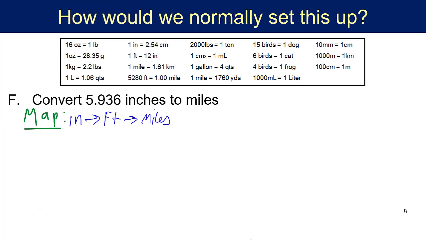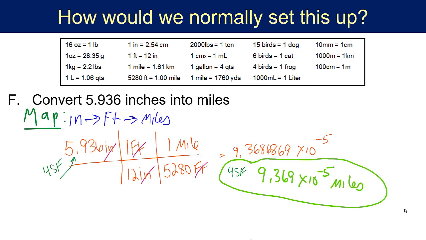So if you did this correctly, you should have a map that looks like this, going from inches to feet to miles. And your dimensional analysis should have 3 windows, just like your map does here, and should get you an answer that is 9.369 times 10 to the minus 5 miles.